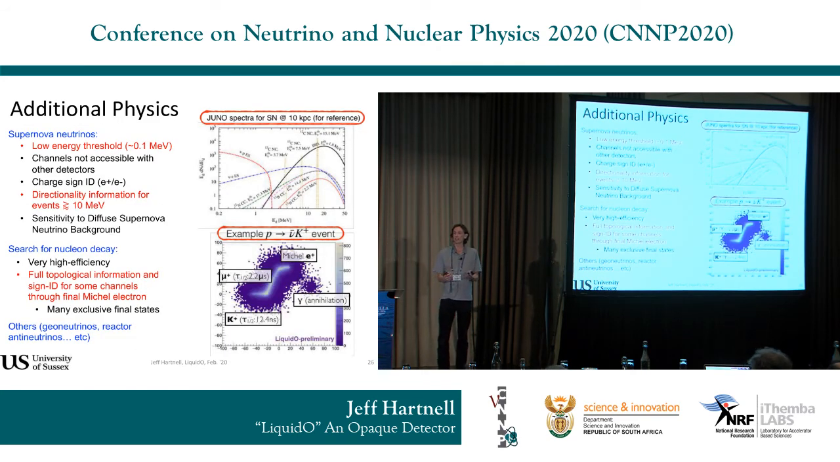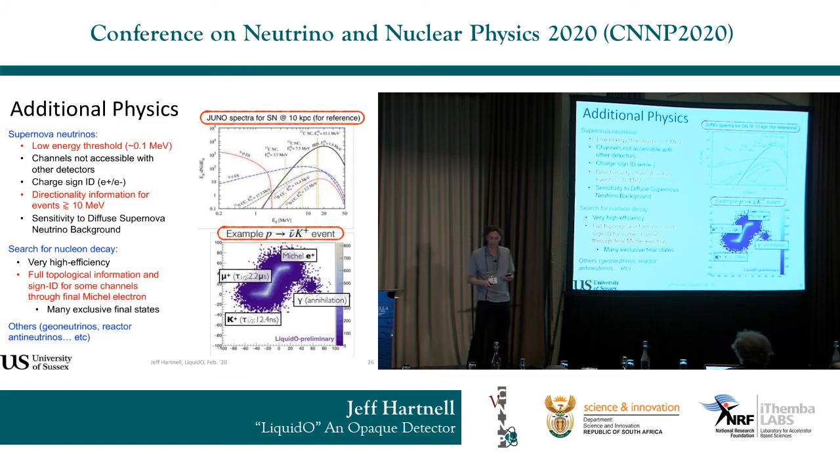So what about other things that you could do with a huge 10-kiloton detector? The scintillator would provide a really excellent set of interactions should we be lucky enough to get a supernova. You'd have a very low energy threshold. You'd have the interactions on carbon, which are not available, obviously, in the liquid argon detectors. You could potentially do charge sign ID, directionality, and so on.